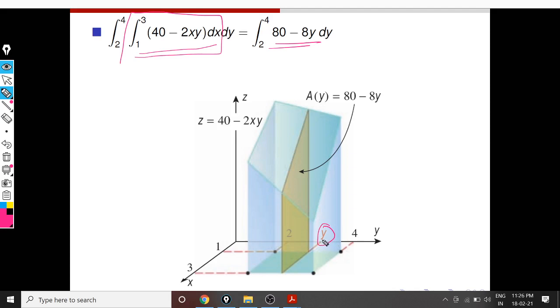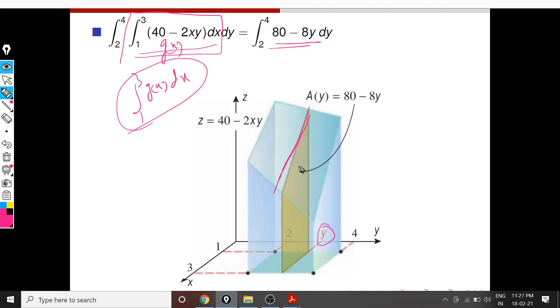We fix y somewhere here, which means only x is moving. So the graph of the surface along this fixed y is like this. You got it? Then we integrate this function. We can treat this as some function of x because we are treating y as a constant. Then the integral from 1 to 3 of g(x) dx. This is the curve g(x), isn't it? The integral from 1 to 3 of g(x) dx gives the area under this curve. So this yellow region is this integration. You got it? Its value is 80 minus 8y.